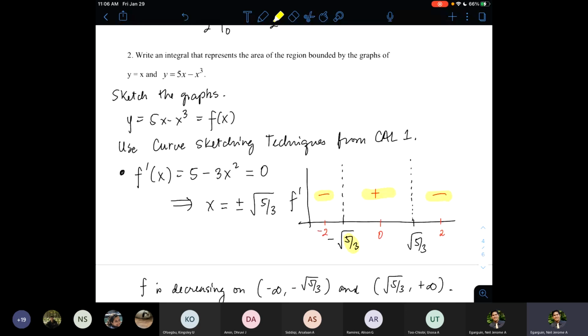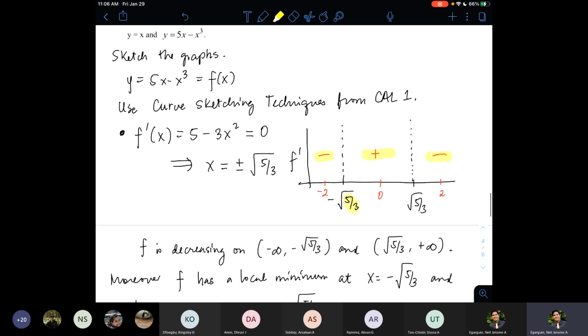But as I mentioned last time, the graph of the second function, y equals 5x minus x cubed, is a little bit difficult to imagine without using any sophisticated technique. Because remember, the first step in getting the area of a region using integrals is to have a good picture of how the graph looks like or how the shaded region looks like, right? So here I use some tricks from Cal 1.